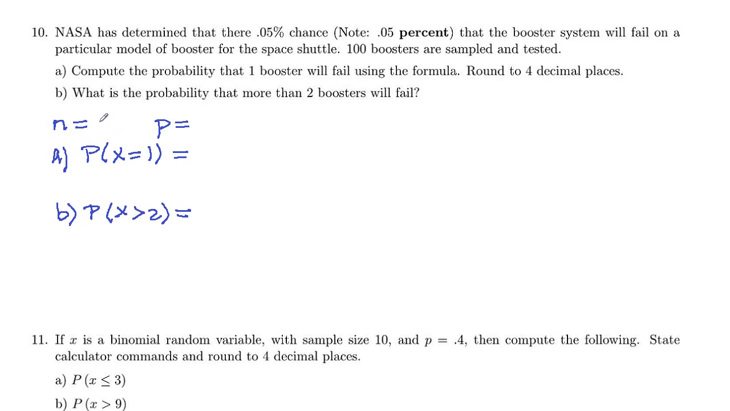So N, the number of samples, is 100. There's a 0.05% chance the booster will fail. So 0.05%, we move the decimal to the left 2 places, 0.0005. So probability X equals 1. Remember that the probability of X successes in a binomial experiment is N choose X, times P to the X, times 1 minus P to the N minus X.